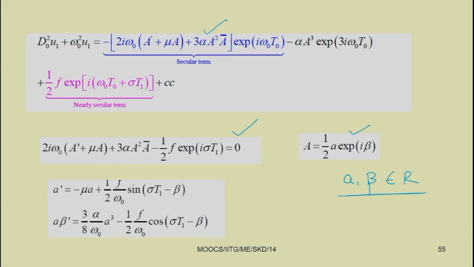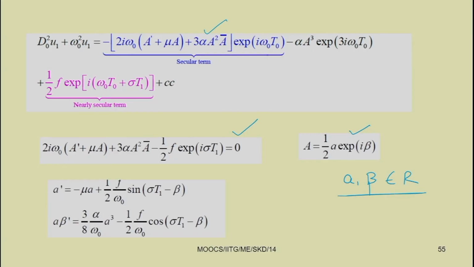you can find a dash equal to minus mu a plus half f by omega 0 sin(sigma t1 minus beta), and a beta dash equal to 3 by 8 alpha by omega 0 a cube minus half f by omega 0 cos(sigma t1 minus beta).